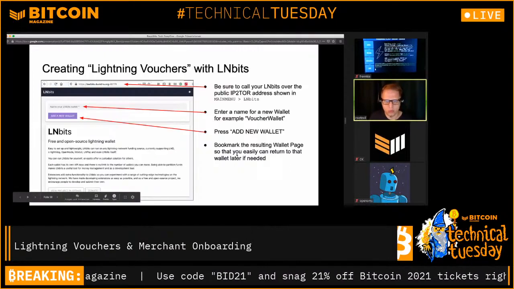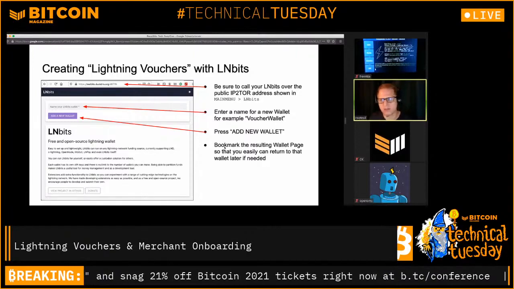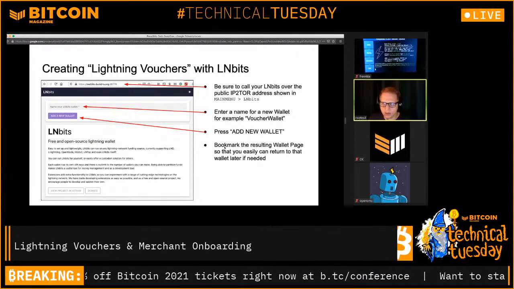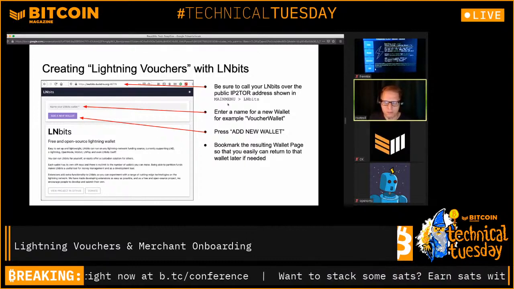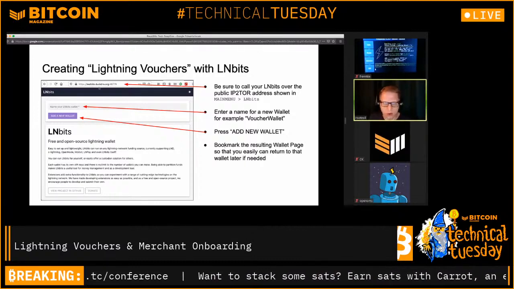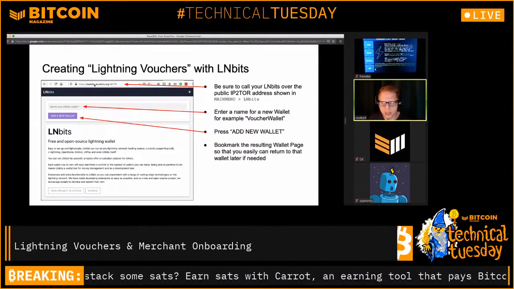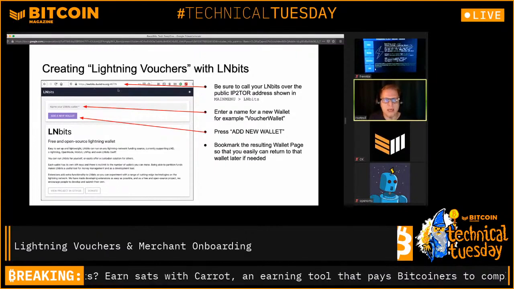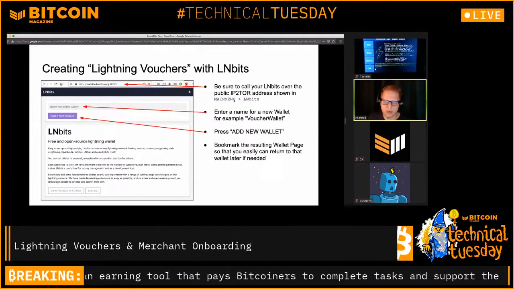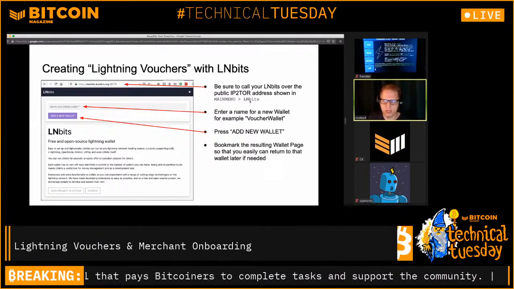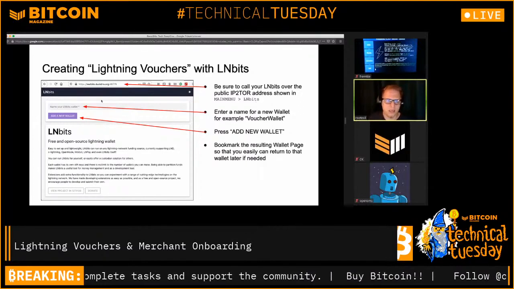Okay, so let's see, creating vouchers. I want to walk you through the steps of how to create those vouchers. If you want to follow along on your own, first of all, you need to make sure that you really call the LNbits over the IP2Tor and the Let's Encrypt duckdns.org domain that we set up before. You can find this address, if you set it up, always in the main menu. You go to LNbits and it shows you, and you can just copy it and put it in a browser. And this is then what you call.